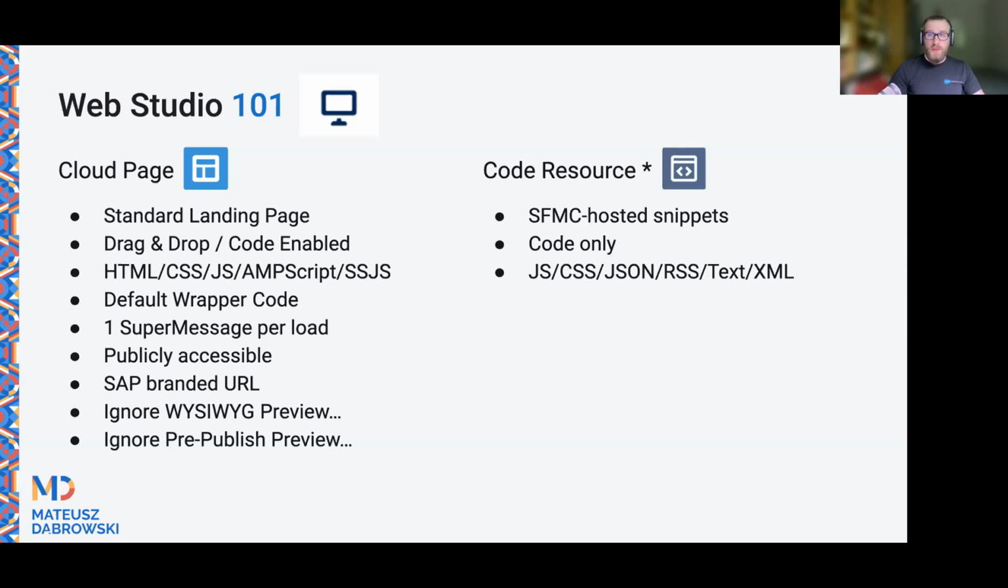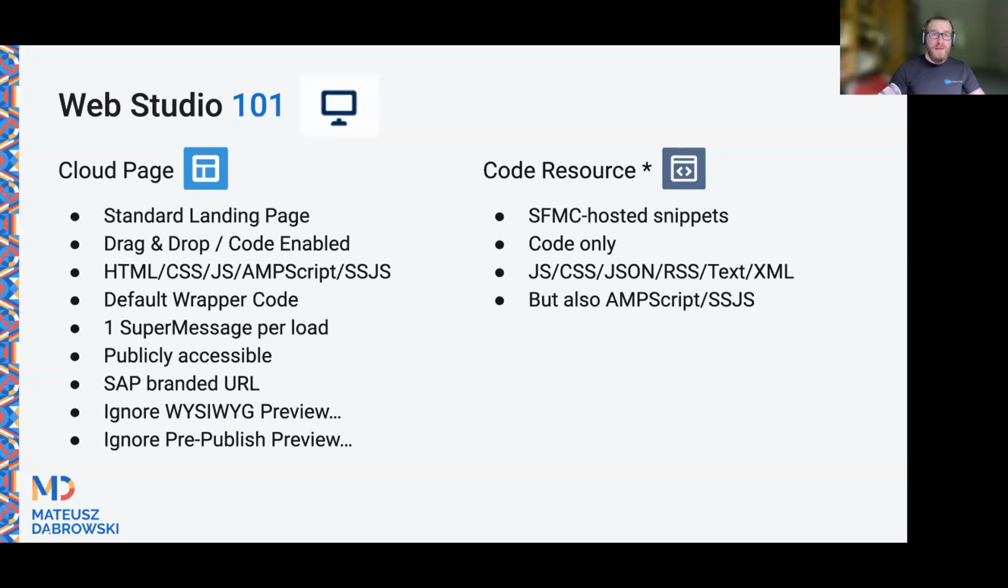A super cool thing about the code resources is that you can also leverage AMP script and SSJS. So not exactly hosted, but rather in your, for example, CSS code resource, you can write AMP script to modify your CSS. So you can think about logic like, for example, based on the country of the subscriber that is downloading the CSS from the code resource, you may change whether the CSS will contain right to left or left to right order of execution.